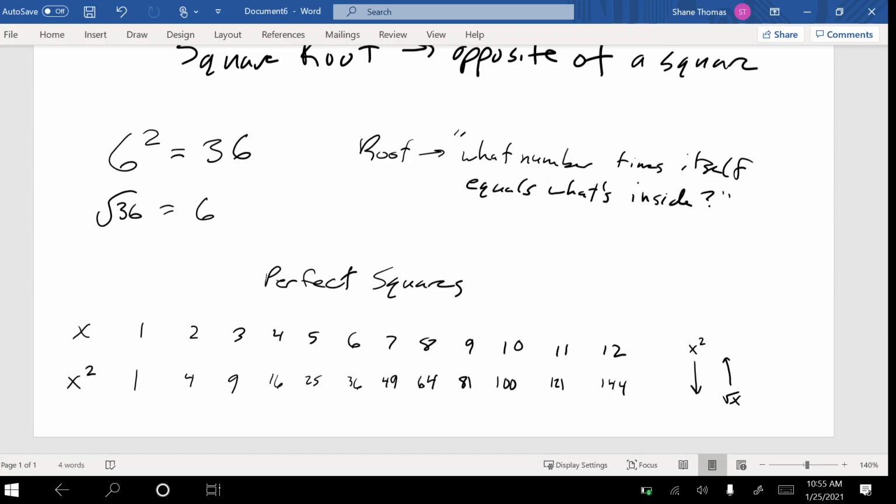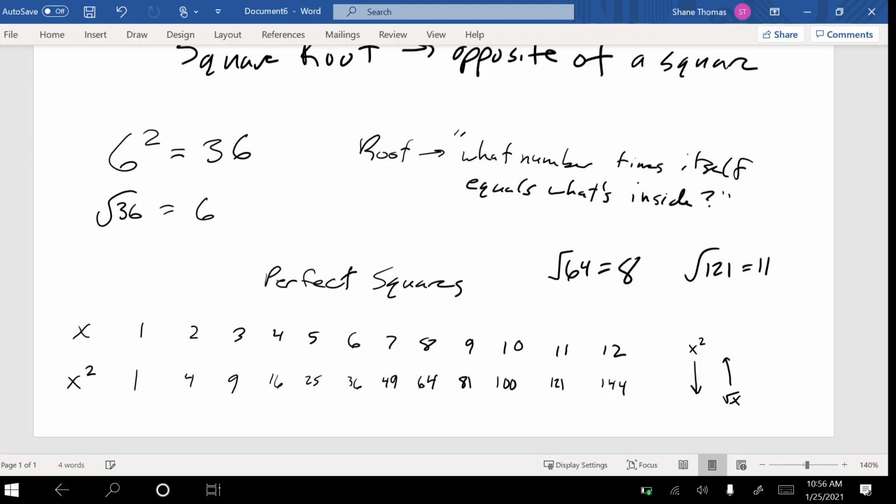So basically, if I have any number on the top and I want to square it, the answer is the number on the bottom. If I have any of these bottom numbers inside a square root, my answer is the top. So for instance, what's the square root of 64? 8. What's the square root of 121? 11. All right. Square root of 64 is 8. Square root of 121 is 11.